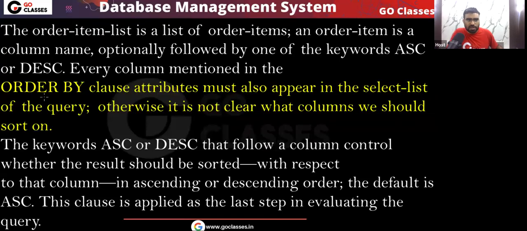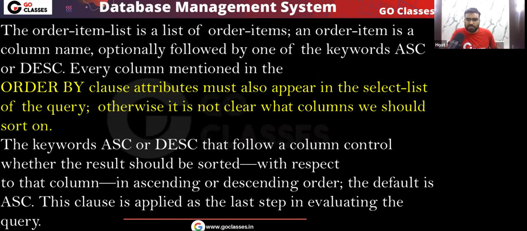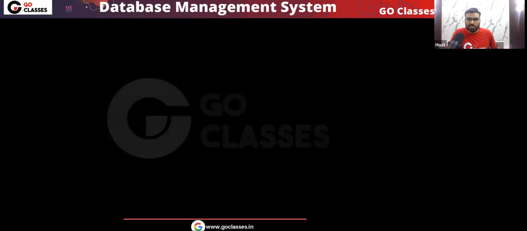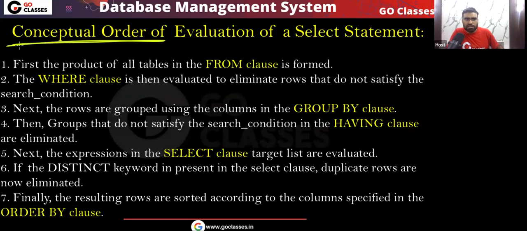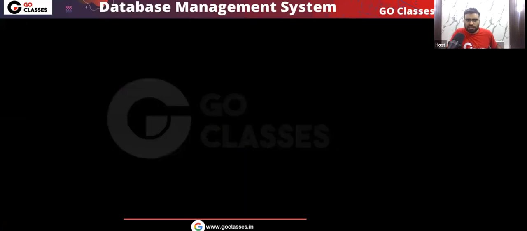So very simple. Remember, order by clause attributes must appear in the select list. This we have already seen. All these points we have seen, and the conceptual order of evaluation: first we do the from clause, then where clause, then group by clause, then having clause, then select clause, then distinct, and then order by. So this is the conceptual order of evaluation.